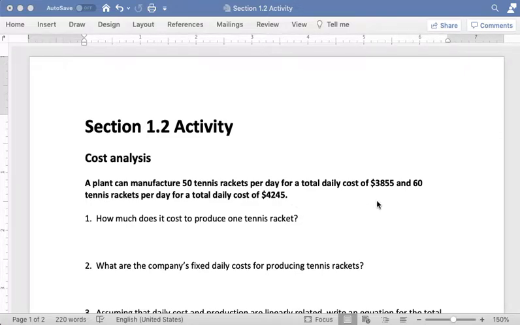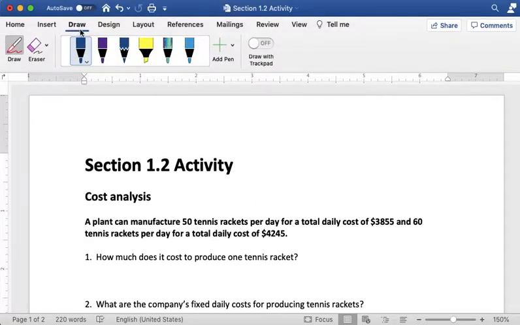So you might think that you could just take this cost, $3,855, and divide by 50. The problem is that if you take $4,245 and divide by 60, you get a different cost to produce one tennis racket. And the reason that happens is because we don't just have variable costs in this total cost. So we can't just multiply the number of rackets times the cost per racket and get the total cost. We also have fixed costs in there, so we need to take those into account. So how can we find the cost to produce one tennis racket?